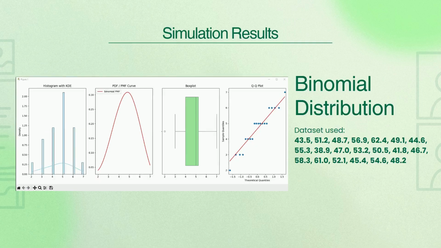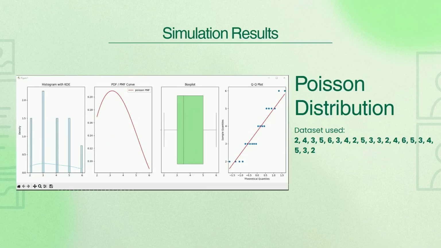Next, we have the binomial. The graphical indicators show that the histogram with KDE is discrete and symmetric around the center, with the KDE loosely fitting. The PMF curve closely matches the data frequencies, a good model fit. The box plot is symmetric with an IQR and one mild outlier. The QQ plot shows acceptable deviation due to discreteness, and approximate normality is observed. In conclusion, the data is likely from a binomial process, and a normal approximation may be valid.